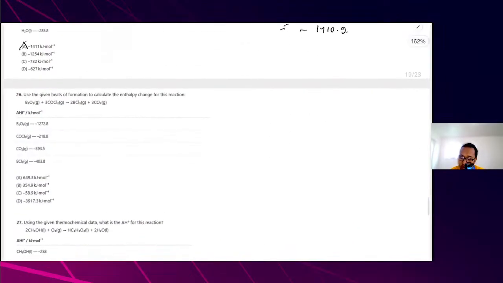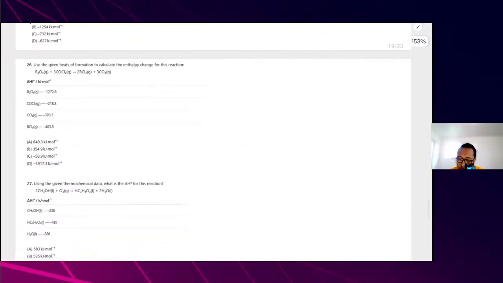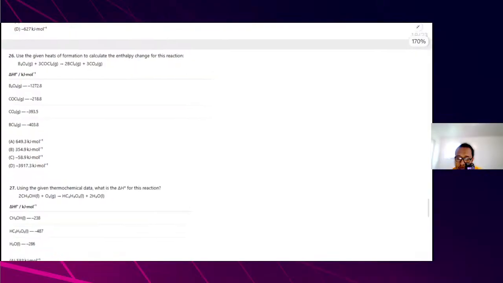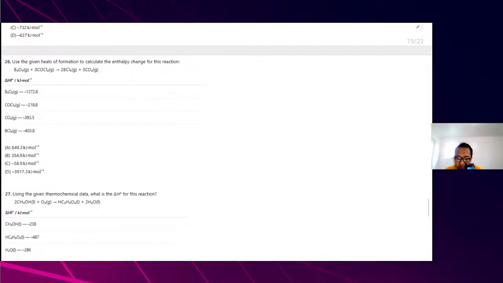That's great. Number 26, use the given enthalpies of formation. Again, this one is the same. There is no specific thing we need to know. Still the same, just do the math and other stuff.